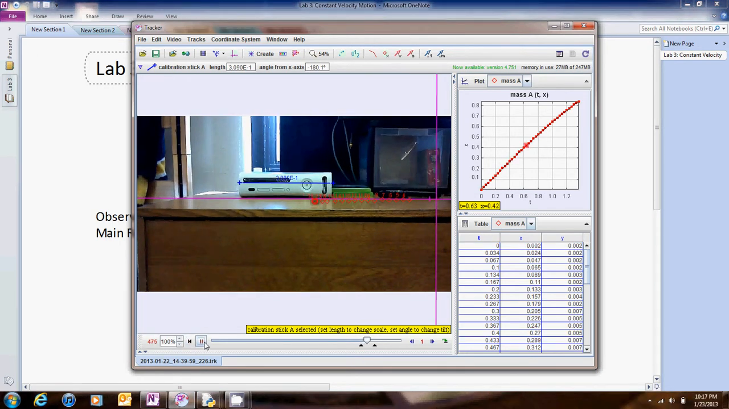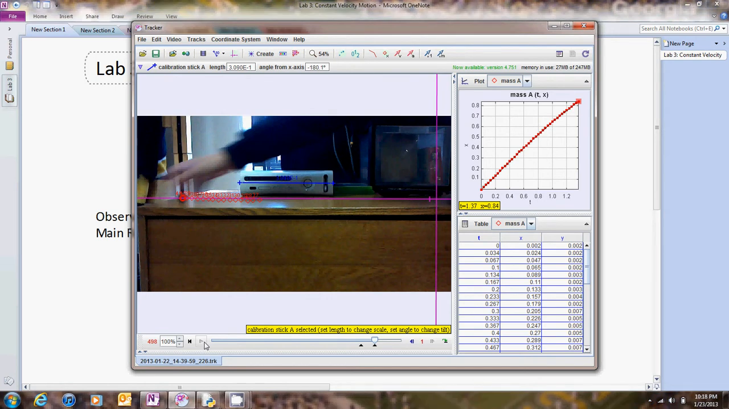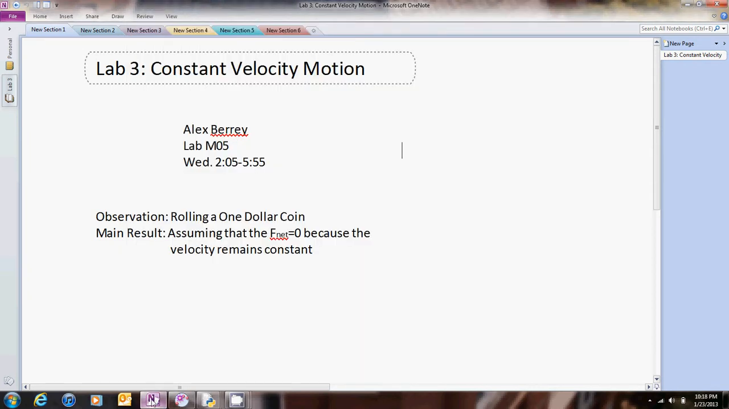I used the Xbox in the background as the calibration stick, which was 0.3 meters. And I set the origin and grid lines to indicate that the left is the positive X direction. And as the coin rolled along, I set the center mass as the average position. The time between each clip of the video was about 1/30th of a second, and the total time for the video was 1.3 seconds.